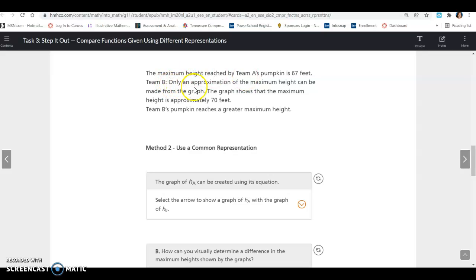Team B, only an approximation of the maximum height can be made from the graph. The graph shows that a maximum height is approximately 70 feet. Team B's pumpkin reaches a greater height, or a greater maximum height. So 70 is greater than 67.